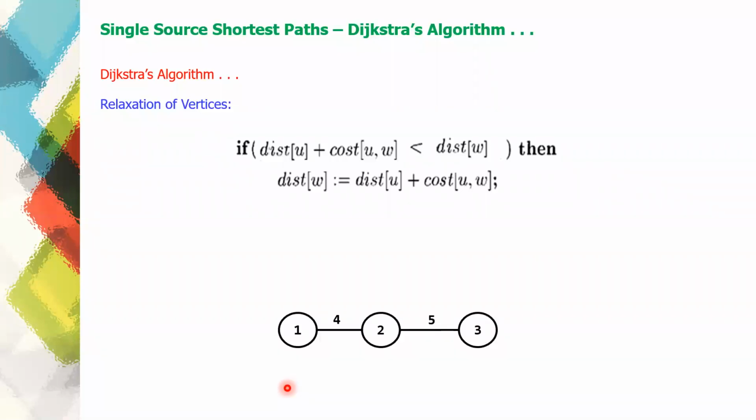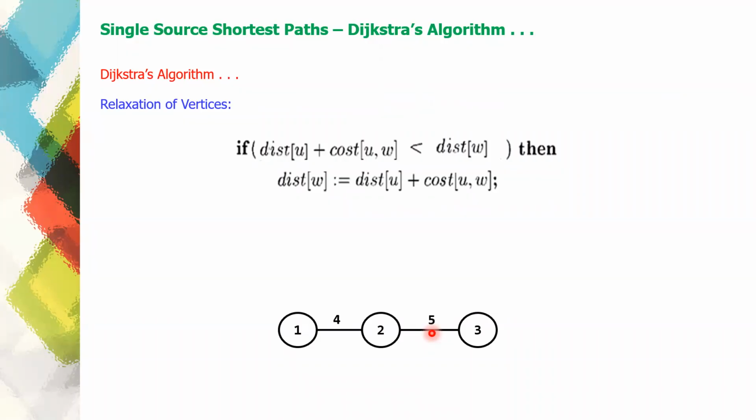So for simplicity, I have taken here a very simple graph which contains only 3 nodes, node 1, node 2, and node 3. And the edges are weighted. The distance from node 1 to 2 is 4. The distance from node 2 to 3 is 5.